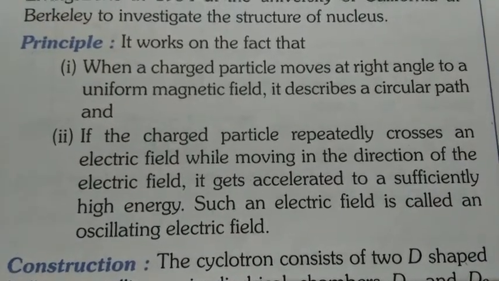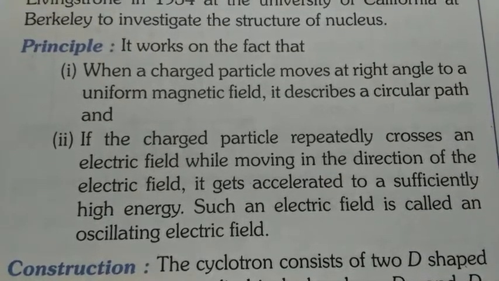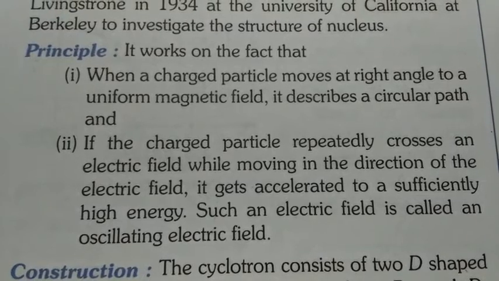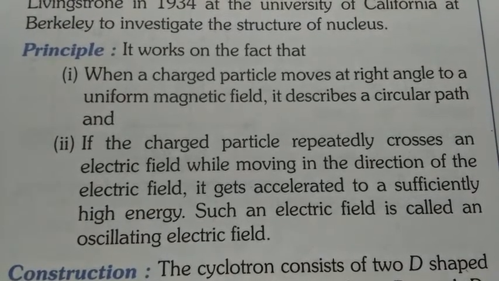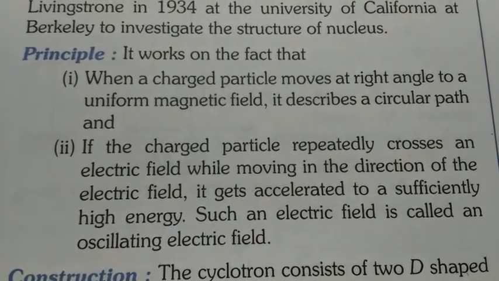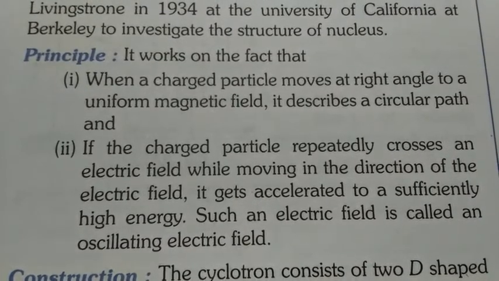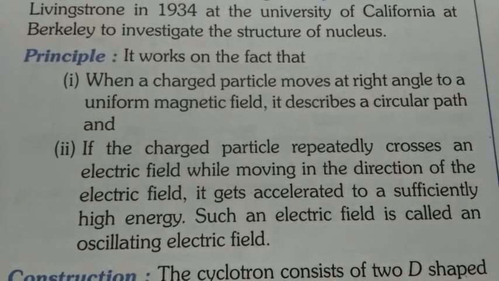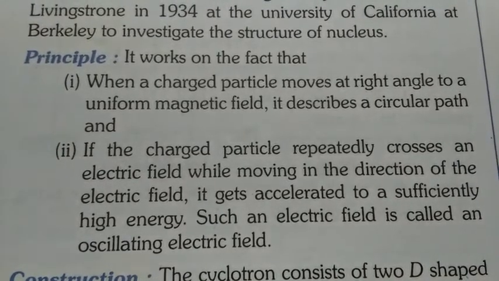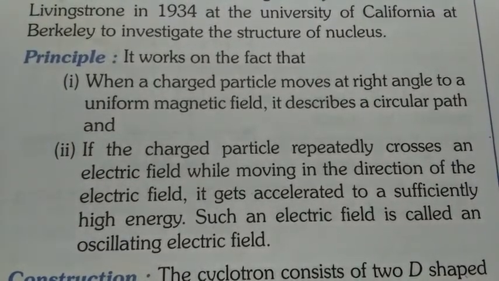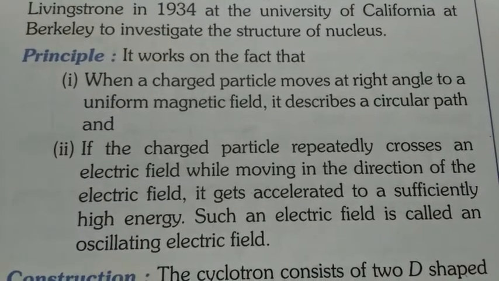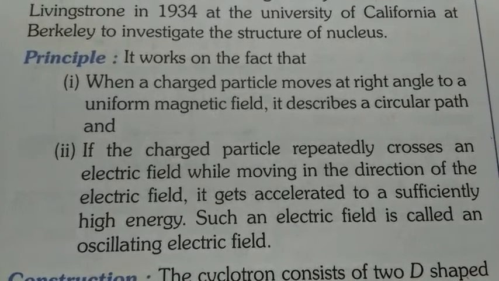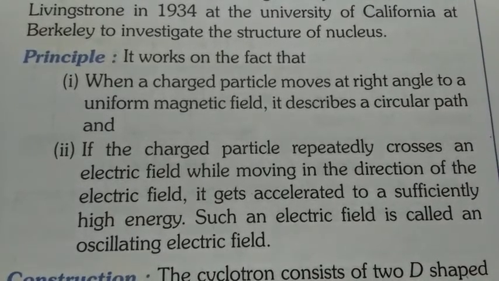Now let's discuss its principle. It works on the fact that first, when a charged particle moves at right angle to a uniform magnetic field, it describes a circular path. This we have already discussed. Second, if the charged particle repeatedly crosses an electric field while moving in the direction of the electric field, it gets accelerated to a sufficiently high energy. Such an electric field is called an oscillating electric field.